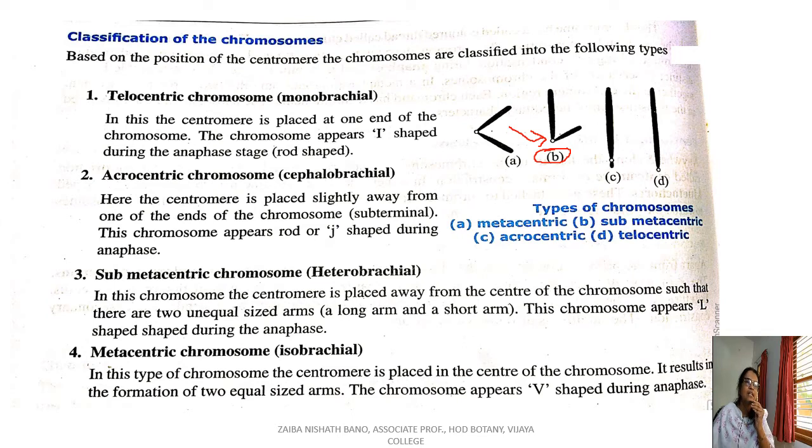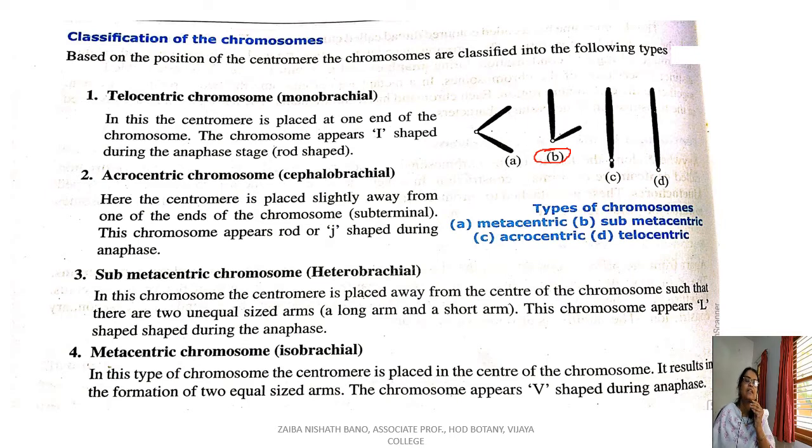It is placed away from the center of the chromosome such that there are two unequal sized arms, a long arm and a short arm. You can see here in the figure B, there's one long arm and one short arm. So this forms the submetacentric chromosome, and when it is pulled, I have already shown it in the bent form, it appears as if it is shaped like the letter L during anaphase. Pulled by what? Pulled by the mitotic spindle or the chromosomal fibers.